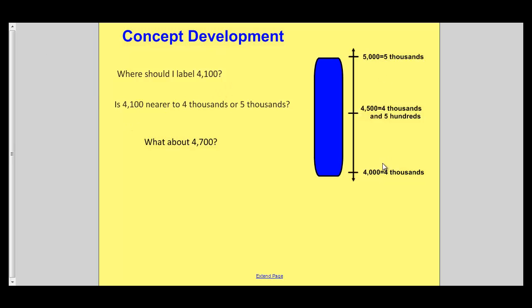If this is my vertical number line and I wanted to plot 4,100 on this number line, obviously it's more than 4,000. So where would it go? Would it be closer to 4,000 or closer to 4,500? It'd be right here. It's closer to 4,000. What if my number was 4,700? That's greater than 4,500, but it's not as much as 5,000. That would actually be here. It's almost right directly in the middle of 4,500 and 5,000.